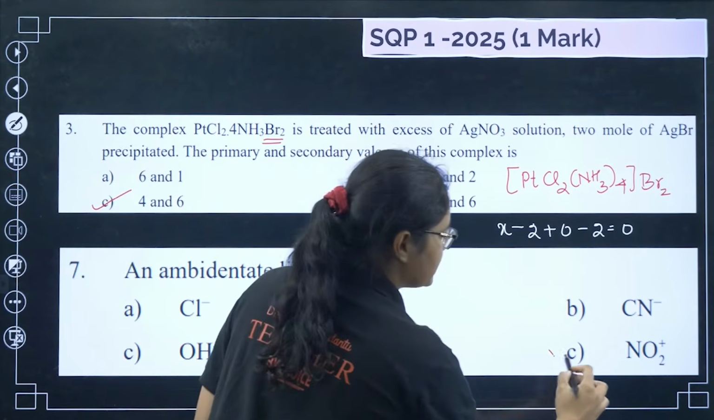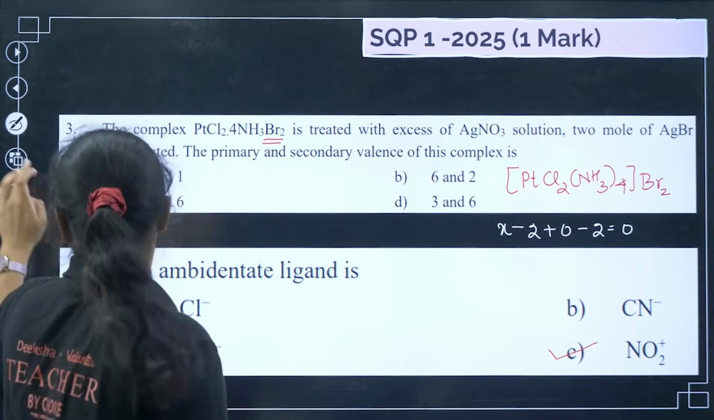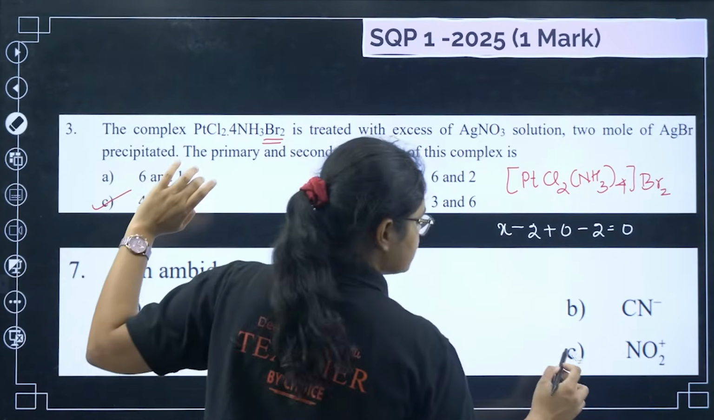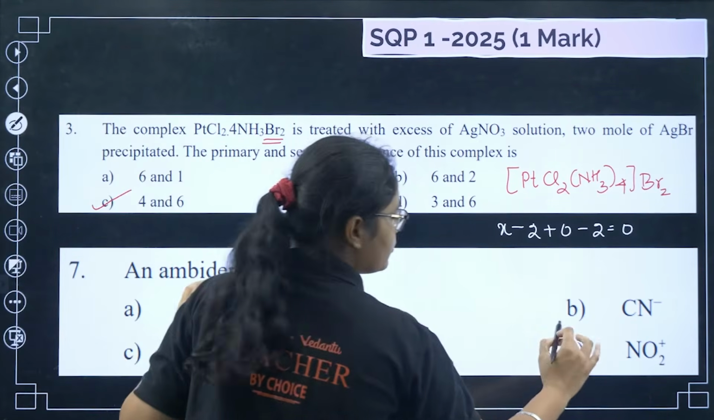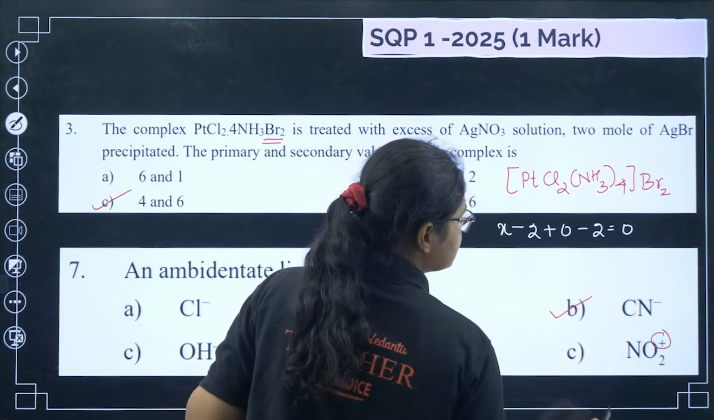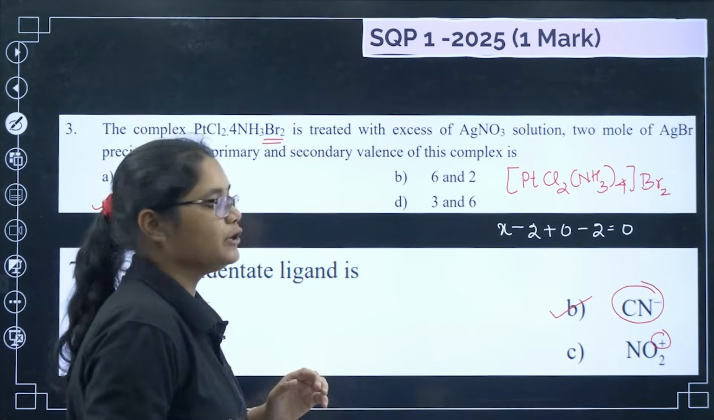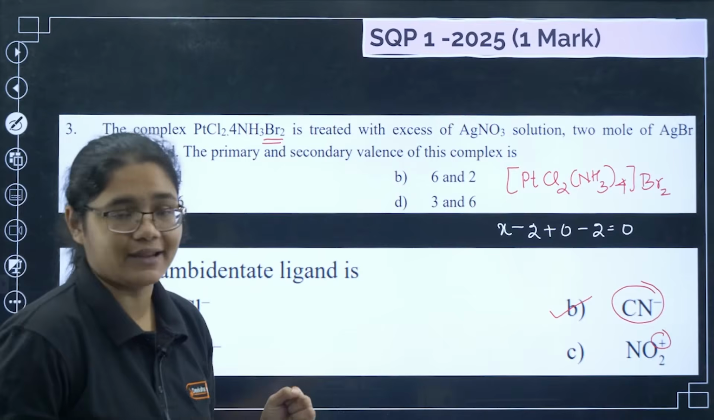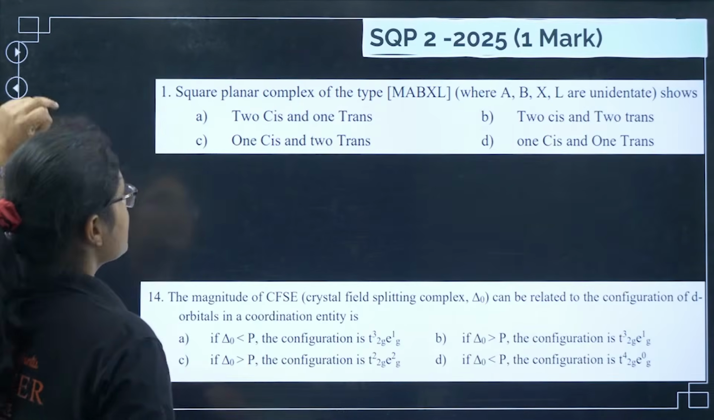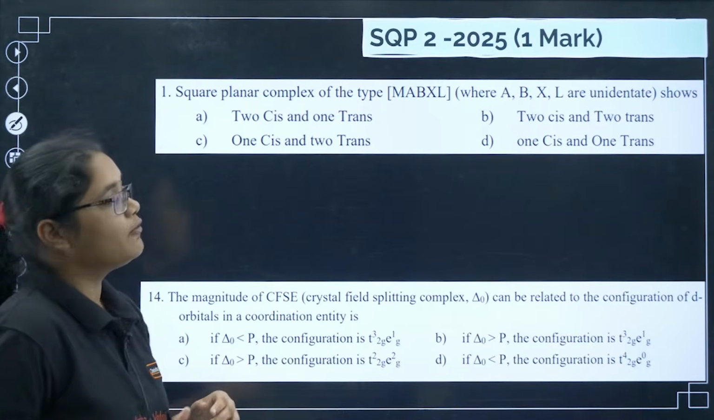Next, the ambidentate ligand here is? We know that CN minus is an ambidentate ligand, not NO2 plus. CN and NC both can form a bond with the metal. Next we'll go to sample question paper 2 of 2025.